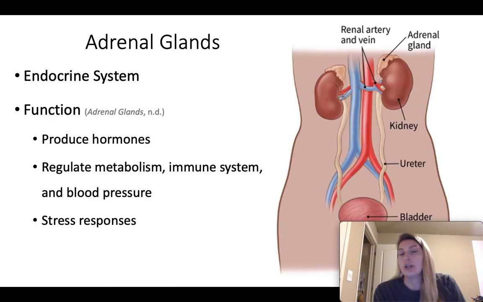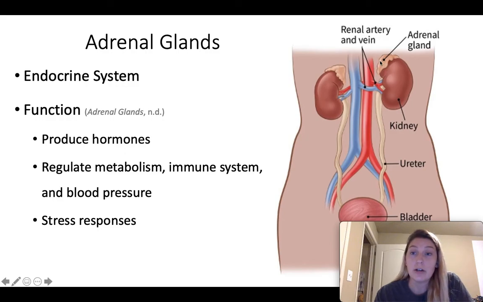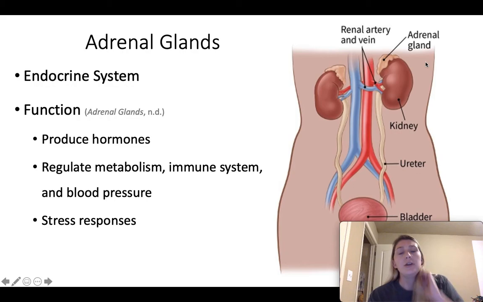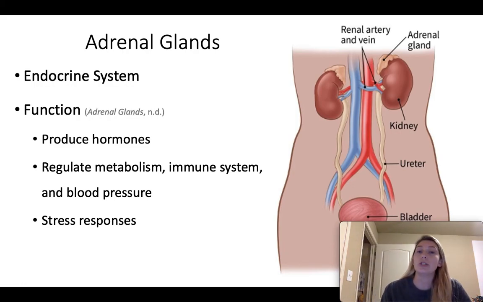Next are the adrenal glands. The adrenal glands are part of the endocrine system. They sit on top of, or superior to, the kidneys. They have quite a few functions. The main one is to produce hormones. They produce hormones such as cortisol, norepinephrine, epinephrine, aldosterone, and a few others.